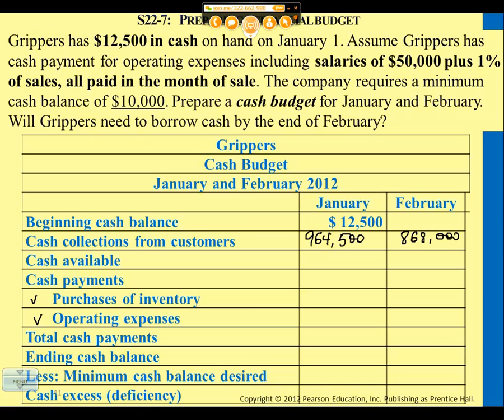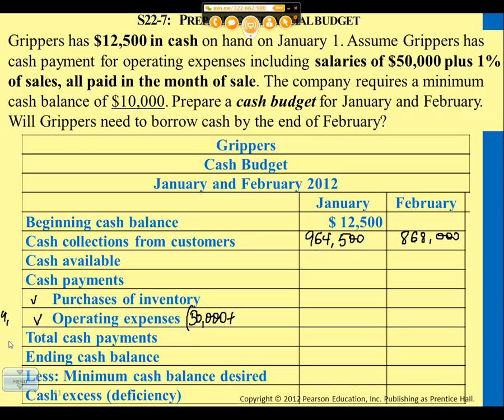All right. What about salaries? Where are we going to put it? Okay. So what is it going to be? So we have 50,000, right? And then plus 1% of what? What are our sales? So what would be a 1%? All paid in the month of sale. So it's in the month of sale. All right. You're saying it's 9,000. I'm just going to write it here. That's assuming you collected 1% of cash collection. We said all paid in the month of sale, right?